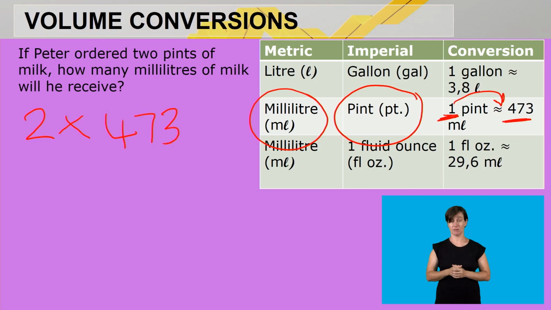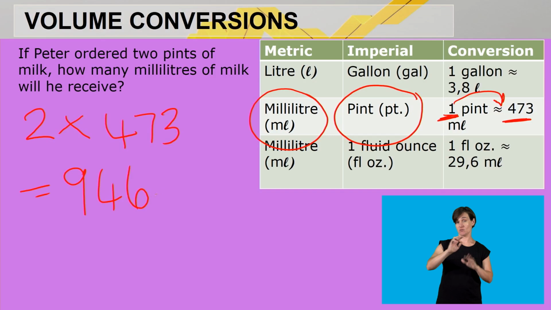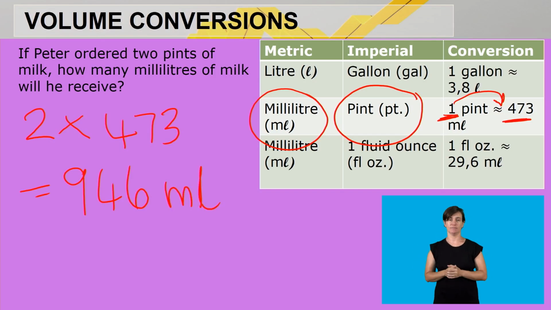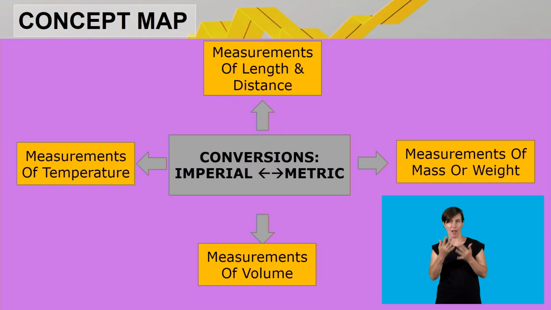473. Punch that into your calculator. Remember to switch it on first. And then you'll arrive at the answer of 946 milliliters of milk. And that brings us to the end of volume. Let's quickly look at temperature.